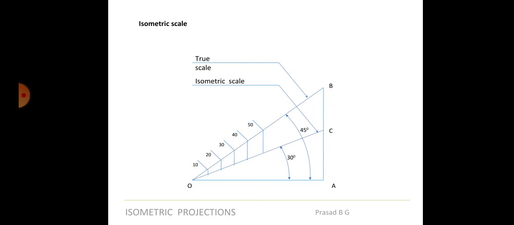So you have all the values ready now. ISO 10, ISO 20, ISO 30, ISO 40 and ISO 50. Got it? Similarly, 60, 70, 80, 90, you can draw as big as you want. But this is how you draw an isometric scale. So from here, you can directly take measurements. Okay, all this is applicable when you are doing it in the sheet, in an unruled sheet.